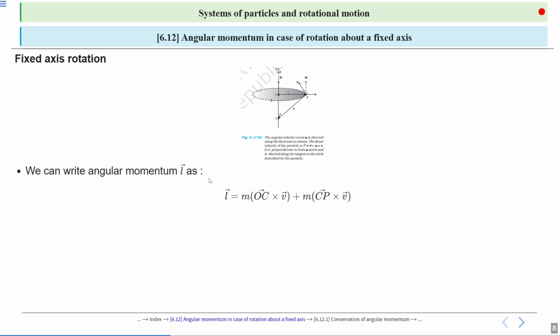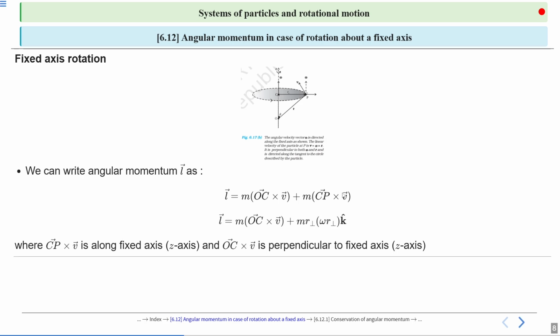So we can write angular momentum L as L is equal to M into OC vector cross V plus M into CP vector cross V. So this is just simplification. So L is equal to mass into OC vector cross V plus M R perpendicular, R perpendicular, this one, perpendicular to CP. So it will be R perpendicular omega R perpendicular K cap around a fixed axis. So CP, this one, CP cross V.